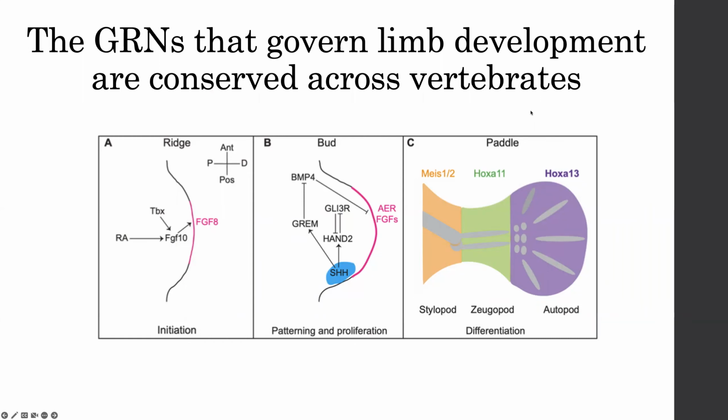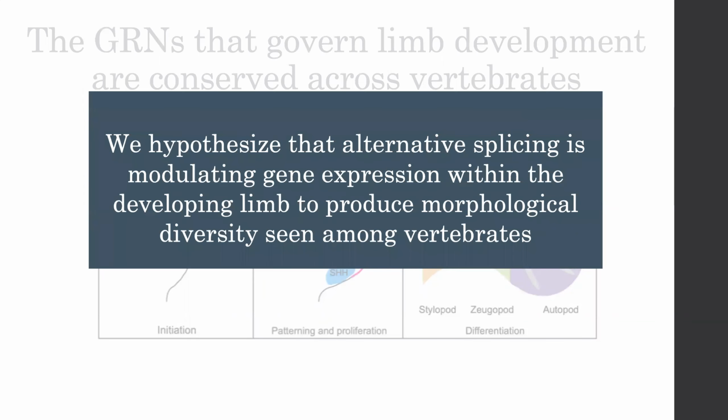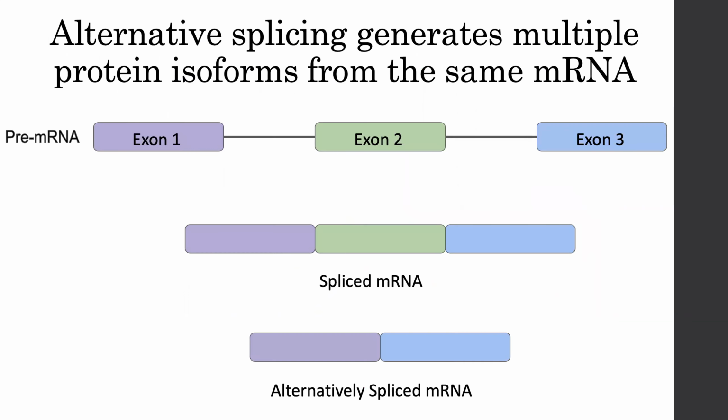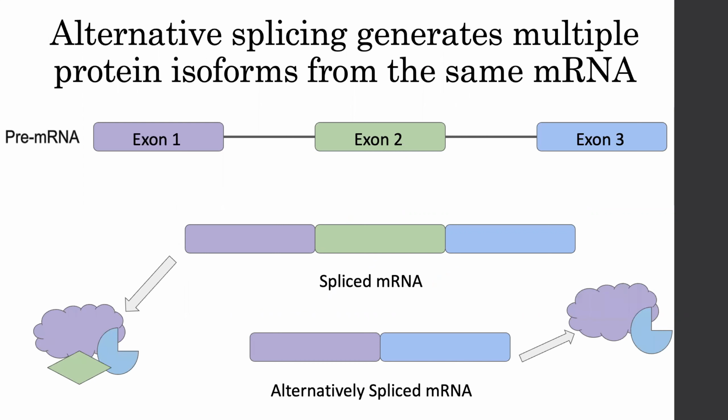So I'm interested in exploring the potential mechanisms generating the morphological diversity despite such high conservation of genetic regulation, which leads me to hypothesize that alternative splicing is modulating gene expression within the developing limb to produce the morphological diversity seen among vertebrate limbs. Very briefly, alternative splicing is a mechanism of post-transcriptional modification that produces multiple protein isoforms from the same mRNA.